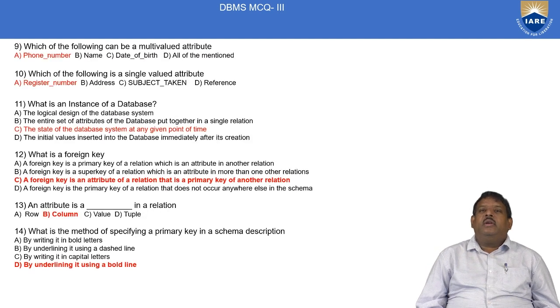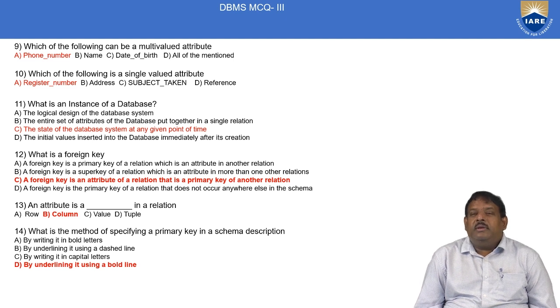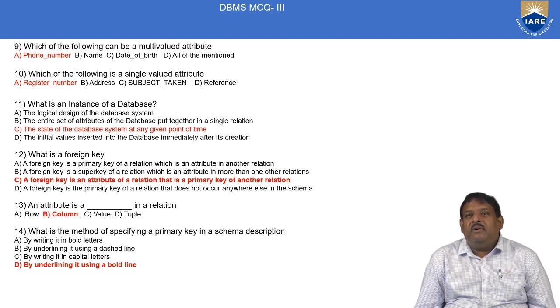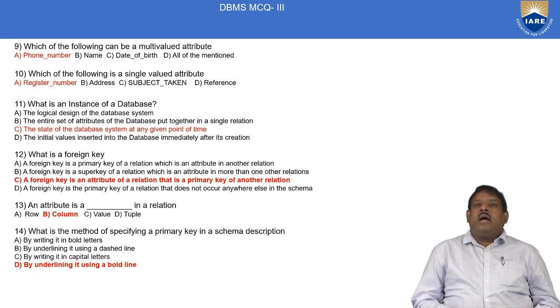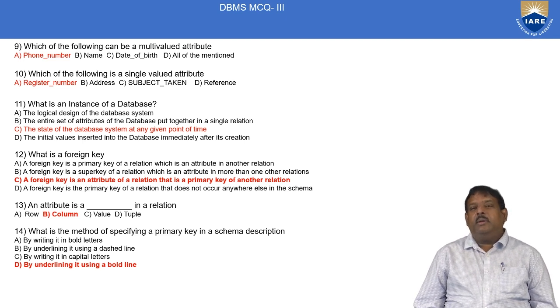Okay, which one of the following can be a multi-valued attribute? What is multi-valued? An attribute having more than one value is a multi-valued attribute. What do we see here? Phone number, name, date of birth, all of the mentioned. Name cannot be multi-valued because each person cannot have two names. Also, a person cannot have more than one date of birth. So the answer is phone number. A person can have more than one phone number, so that is a multi-valued attribute. So remember, a multi-valued attribute may possess more than one value.